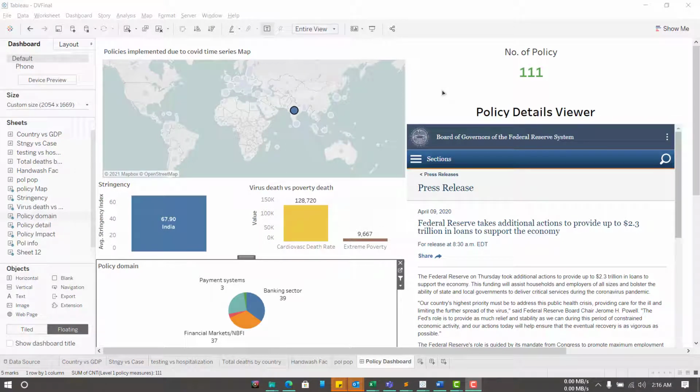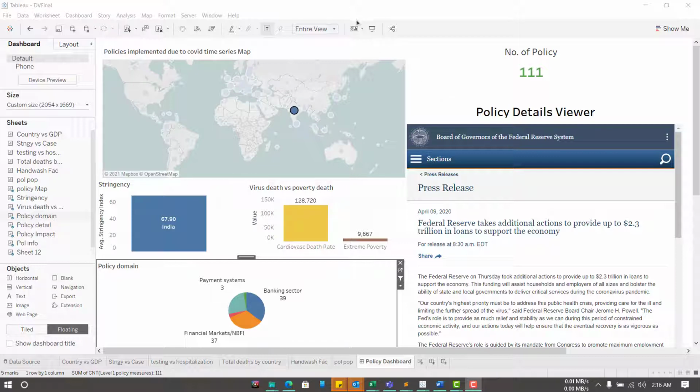This is the policy dashboard. So the purpose of this dashboard is to provide the policies information on the global scale and also facilitate the drill down for one to reach the exact policy information in all the possible details.